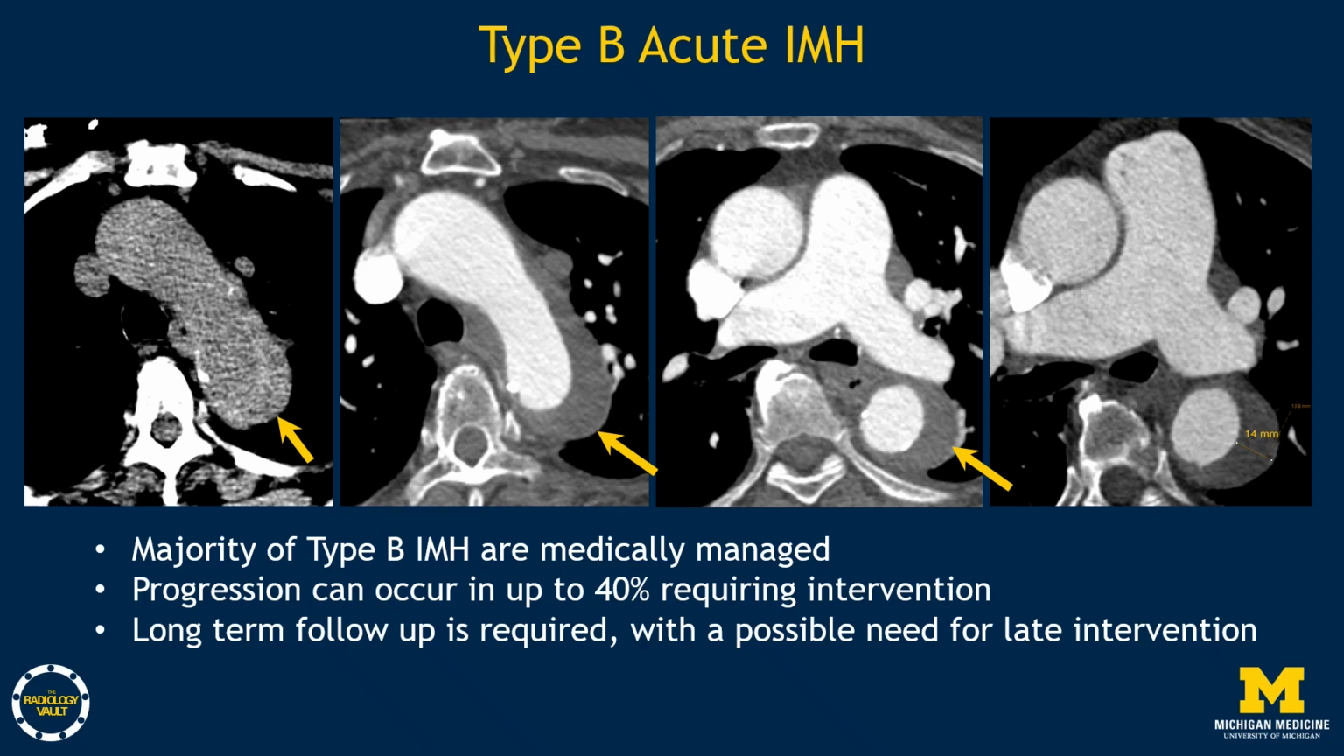This is a case where we have an acute intramural hematoma in the distal arch and descending thoracic aorta, a type B acute intramural hematoma, and a large number of these patients can be managed medically. However, acute intramural hematomas can progress in about 40% of patients requiring intervention. They can basically extend more proximally or distally, or they can lead to complications, and hence long-term follow-up is required with a possible need for late intervention.